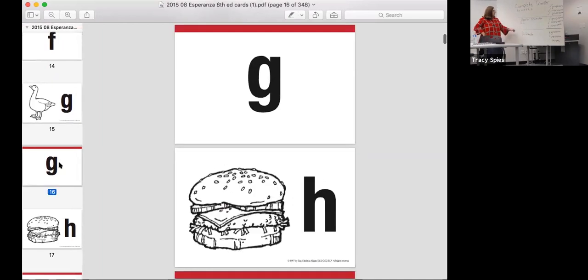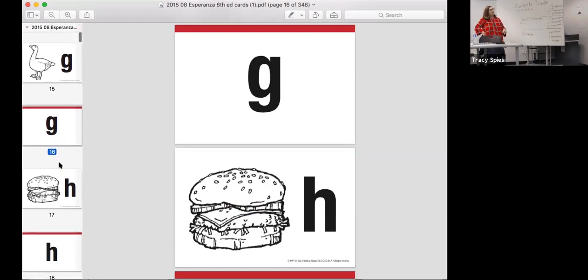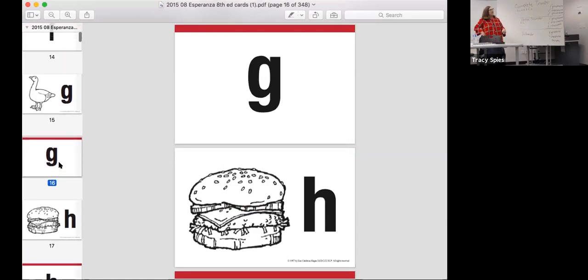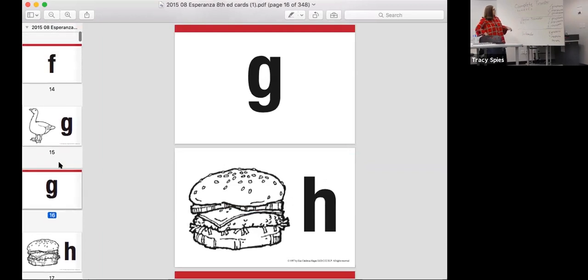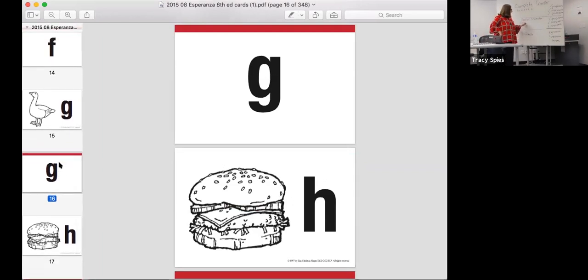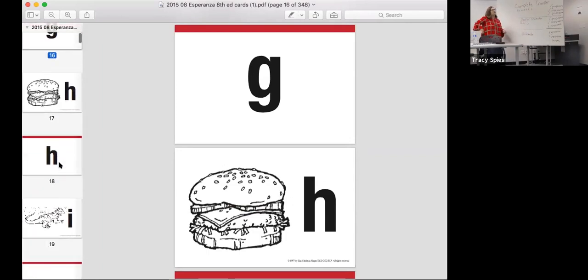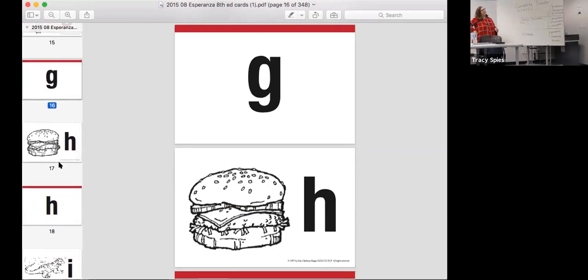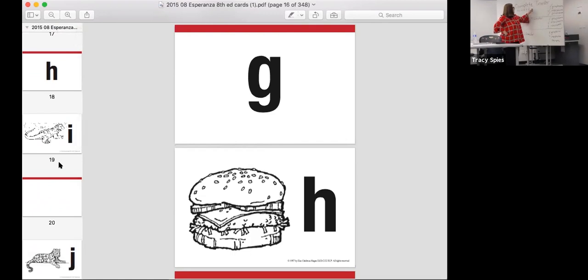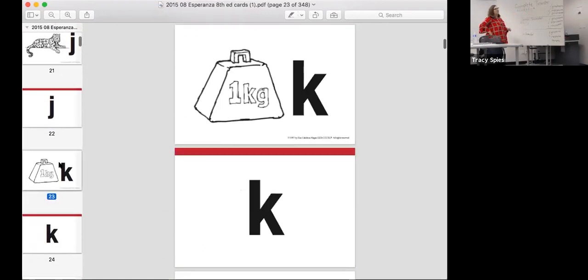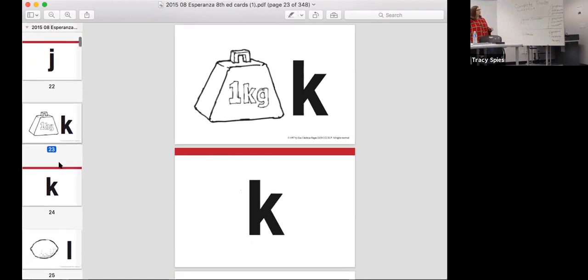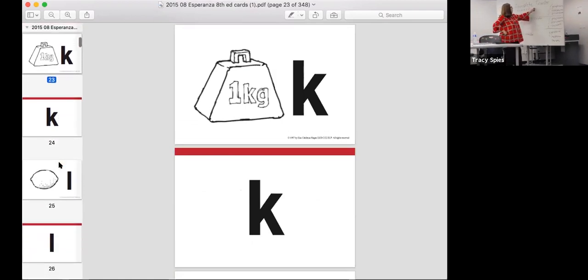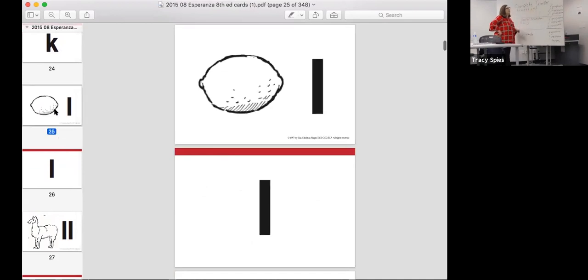The I is partial because in Spanish it's E, and in English the letter I is I. The J is partial. In English for the letter J, we say J, it's a little bit further down. The K works. Say kilo, and in English that's kilo. So that works. The L works, lemon, limon.